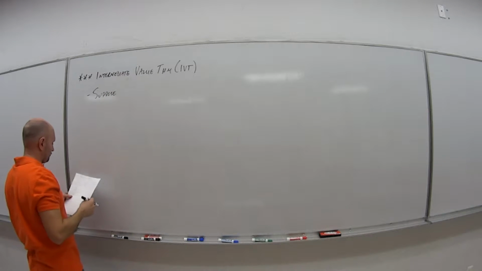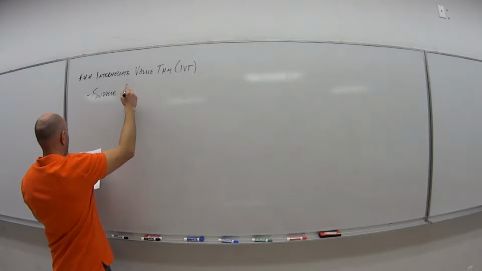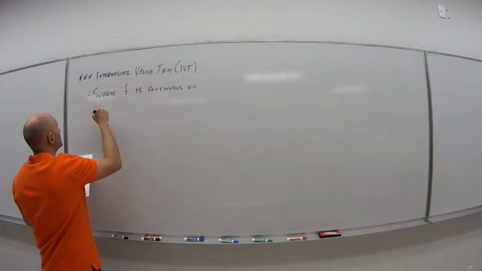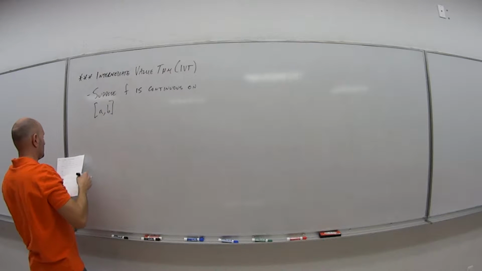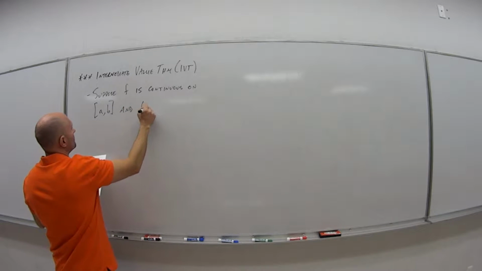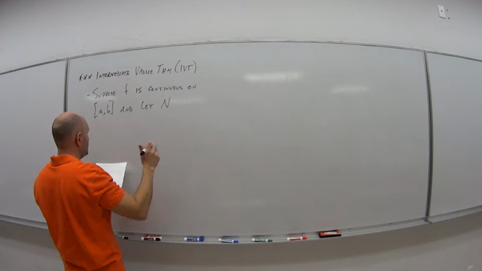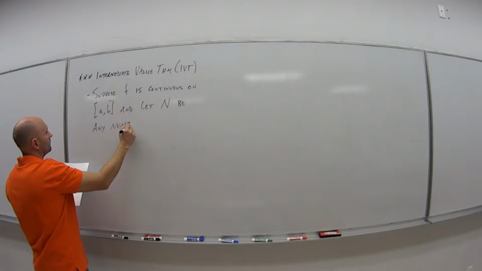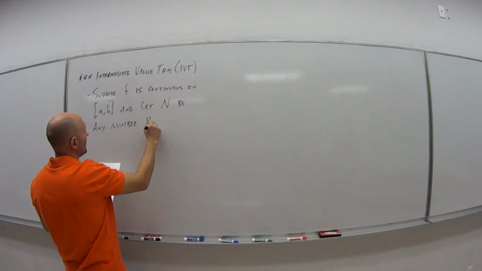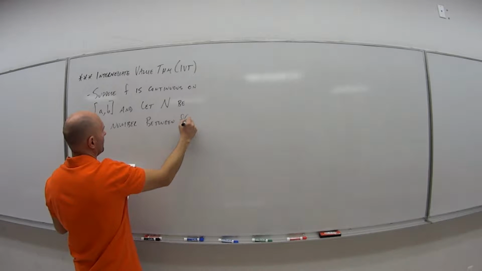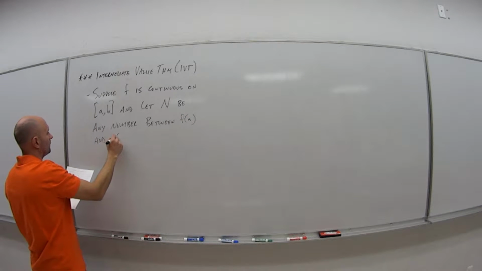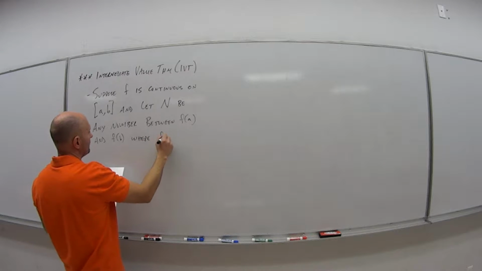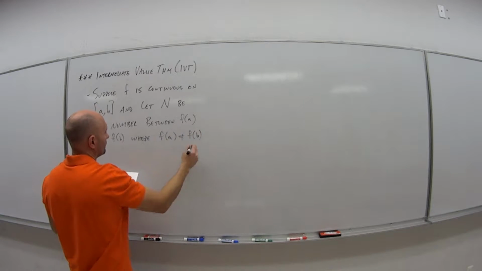Then I'll explain in layman's terms what we're talking about here. Suppose f is continuous on the closed interval [A, B], and let N, capital N, be any number between f of A and f of B, where f of A is not equal to f of B. So we're not picking the same value here for f of A and f of B.